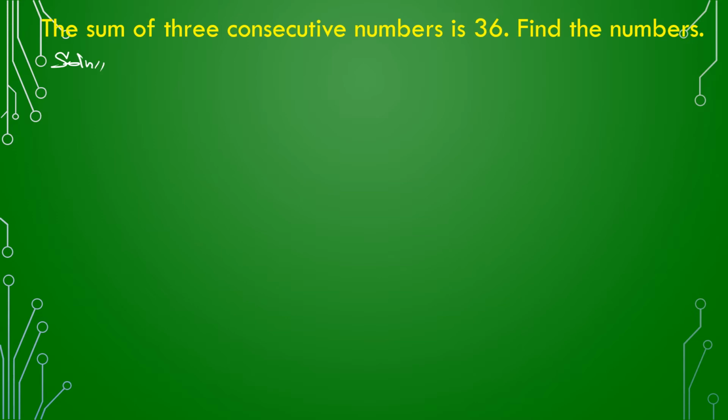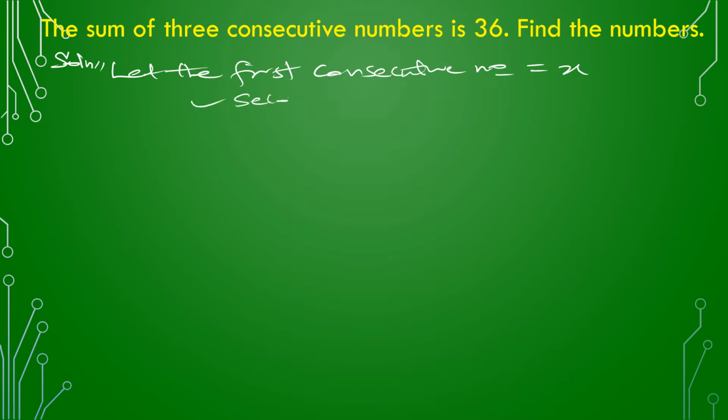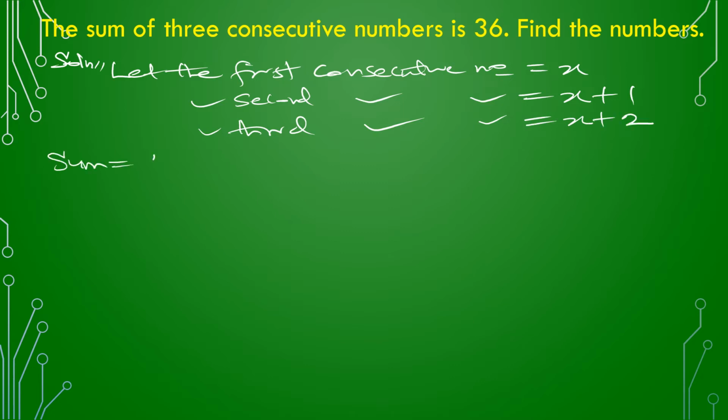We say the sum of 3 consecutive numbers. We say let the first consecutive number be equal to x. Now it simply means the second consecutive number is going to be x plus 1. Don't forget. And the third consecutive number is going to be x plus 2. The question says the sum. Sum means addition.